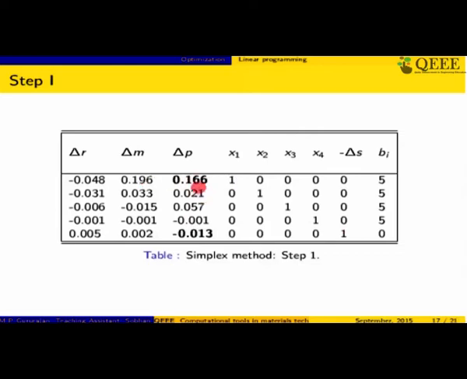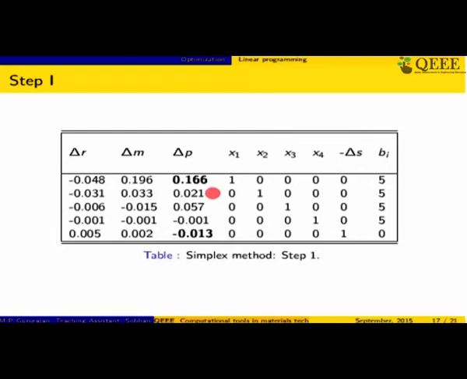Now what do I do with the pivot? Then I want one here. See, the basic feasible solution was obtained because this had 1 here and 0 everywhere else. X2 had 1 here and 0 everywhere else. X3 had 1 here and 0 everywhere else. And X4 had 1 here, 0 everywhere else. What does that mean? That in only one of the equations it showed up, in all the other equations it disappeared.